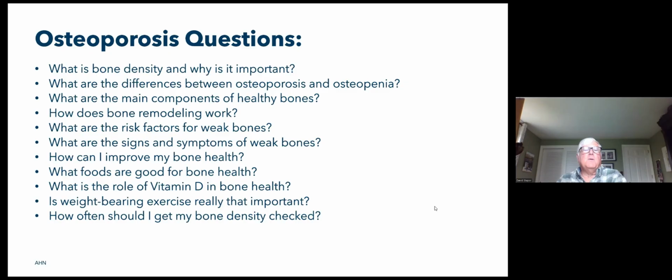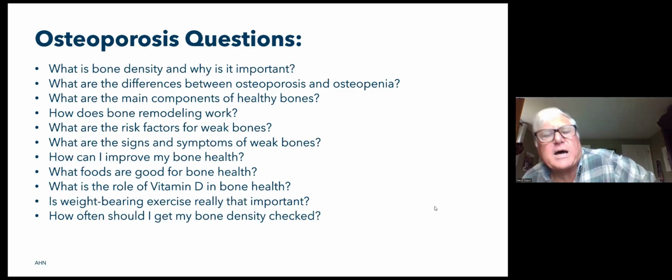What foods are good for bone health? What is the role of vitamin D in bone health? Is weight-bearing exercise really that important? And how often should I get my bone density checked?